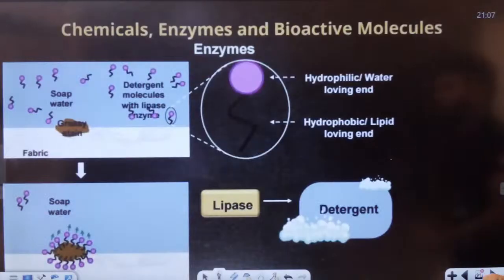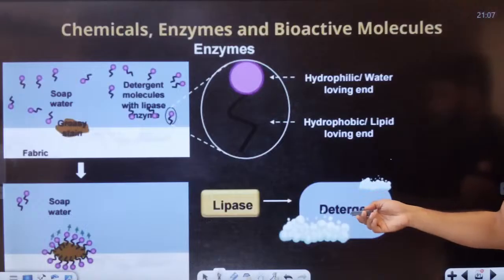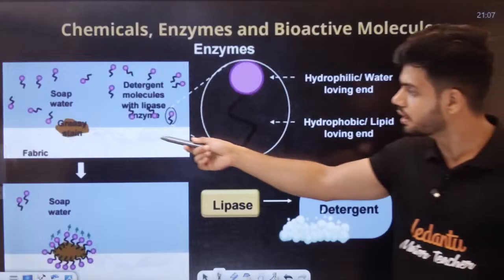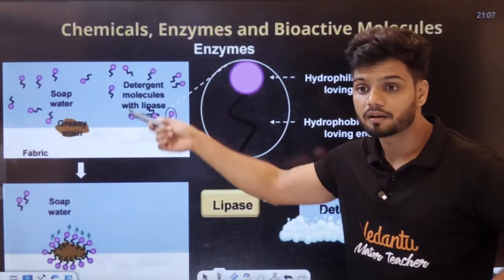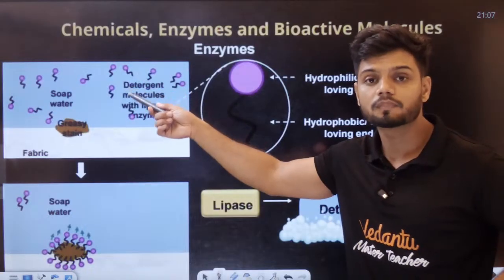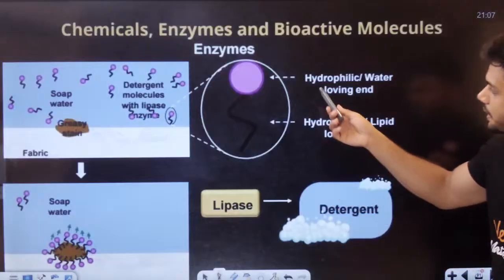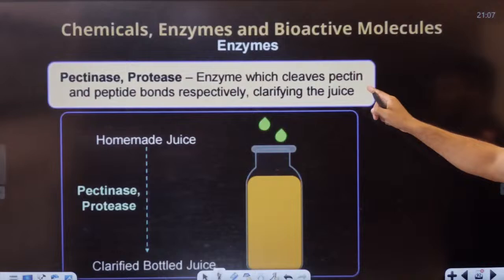First one, students, is called lipase. Lipase can be used as a detergent. This lipase enzyme can be used to remove the oil stains. Oil stains from where? The dirty clothes, right? That is used as a detergent. Then we have the pectinases.